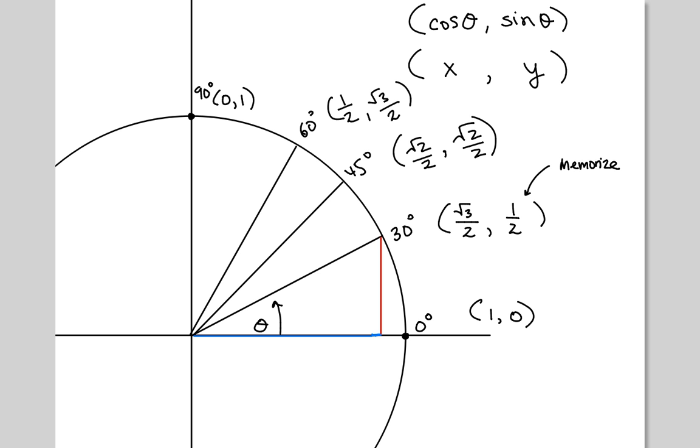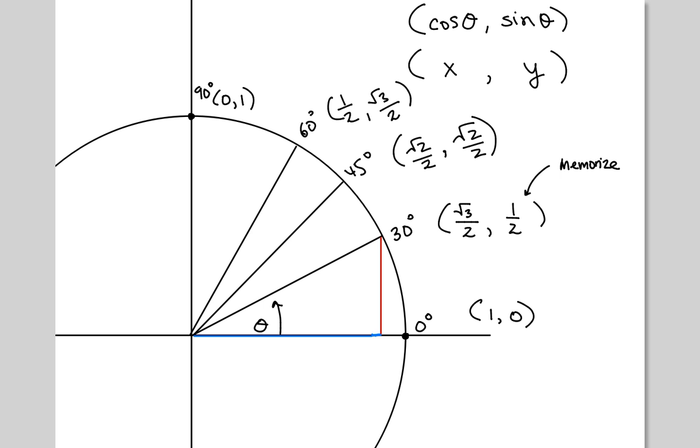Question? Sorry, where did you get the 3 over 2, given that sine 30 is a half? Oh, look back in the special triangles. They go together. The 1/2 and the root 3 over 2 go together.